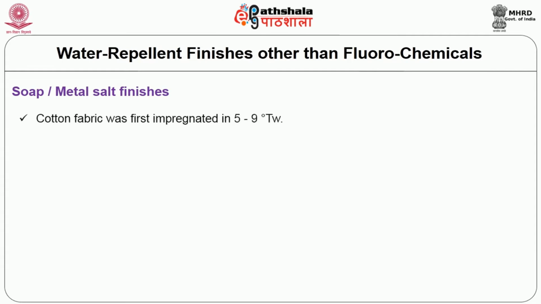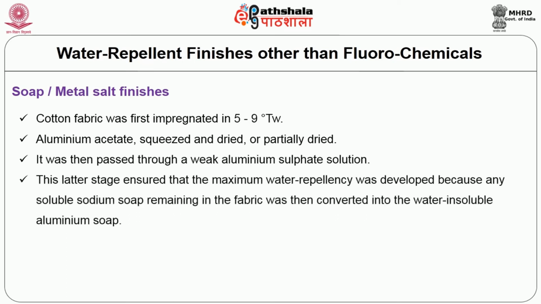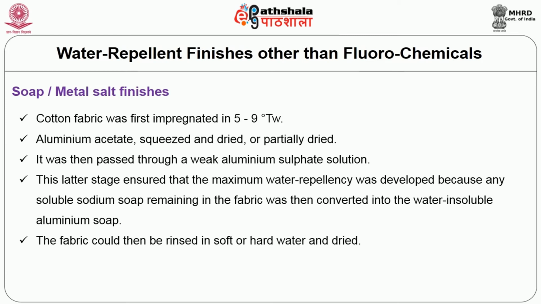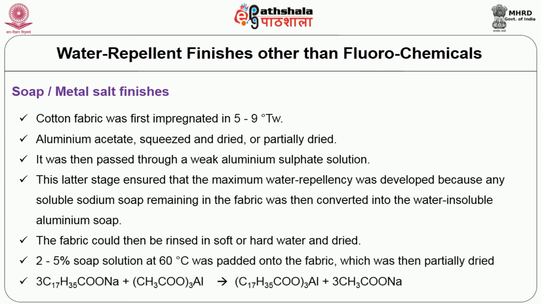In one treatment, cotton fabric was first impregnated in 5 to 9 degree Twaddell aluminum acetate, squeezed and dried or partially dried. It was then passed through a weak aluminum sulfate solution. This later stage ensured that the maximum water repellency was developed because any soluble sodium soap remaining in the fabric was then converted into the water insoluble aluminum soap. The fabric could then be rinsed in soft or hard water and dried. Alternatively, 2 to 5% soap solution at 60 degrees centigrade was padded onto the fabric, which was then partially dried.